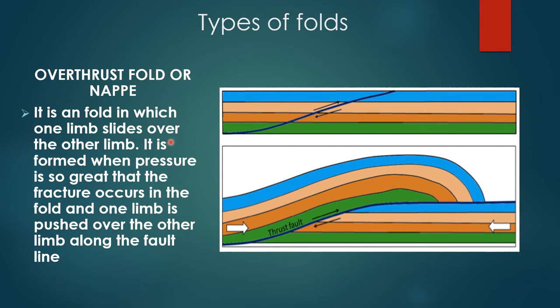Now let's talk about the nappe or overthrust fold. Here, it is a fold in which one limb slides over the other. It is formed when pressure is so great that a fracture occurs in the fold and one limb is pushed over the other along the fold line. Look at what has happened here. This area was joined together, but because of the continuous pressure, it has been cut, causing a fault line here. They are no longer together, but because they have been displaced, that's why it's called a nappe fold.